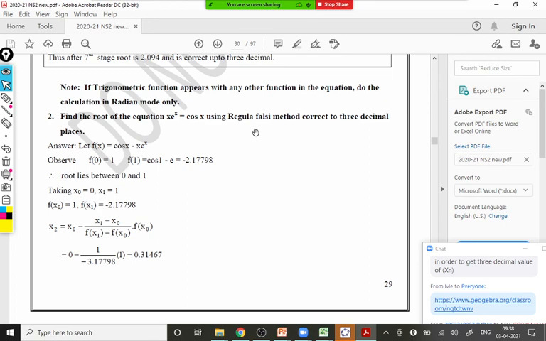So here it is observed f of 0 is positive, f of 1 is negative. Are you getting? Now f of 0 is positive, f of 1 is negative, so we say the root is in between 0 and 1. Suppose f of 0 is positive, f of 1 is also positive, and f of 2 is negative. Then we take the root is in between 1 and 2. Okay, that way. Are you getting this point?